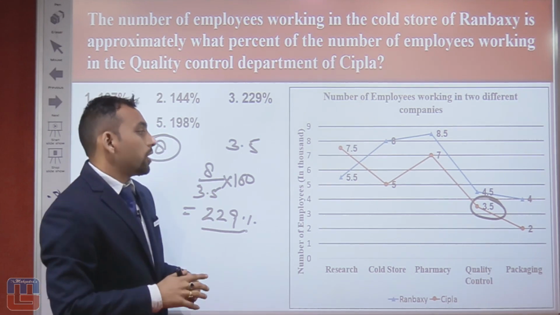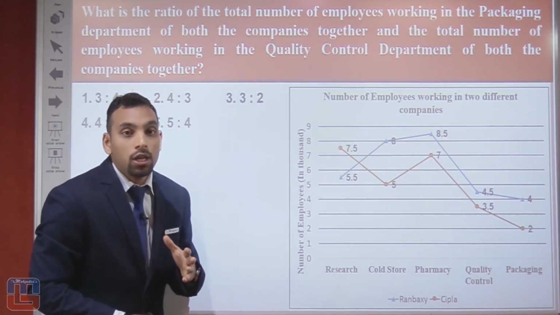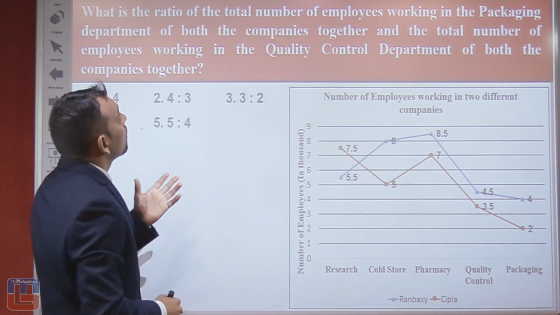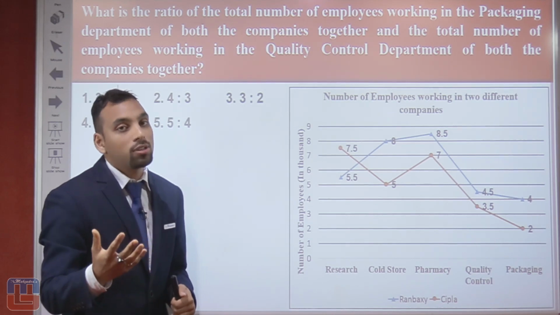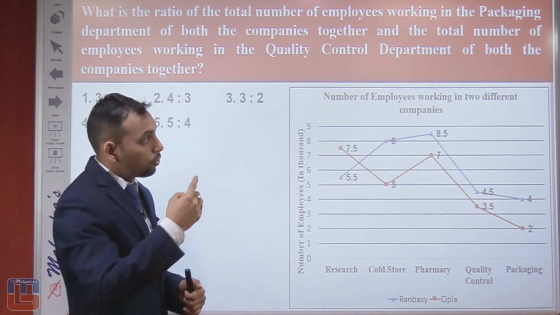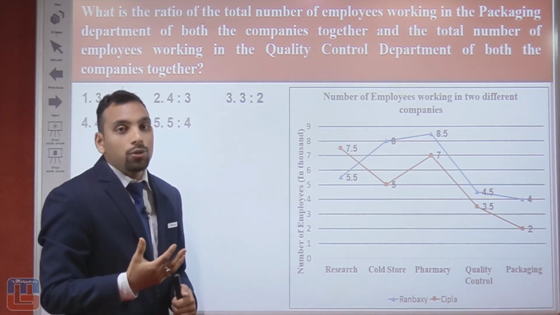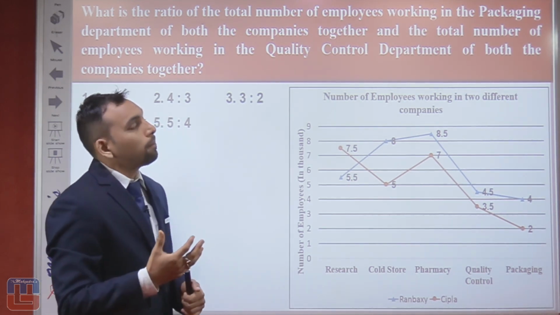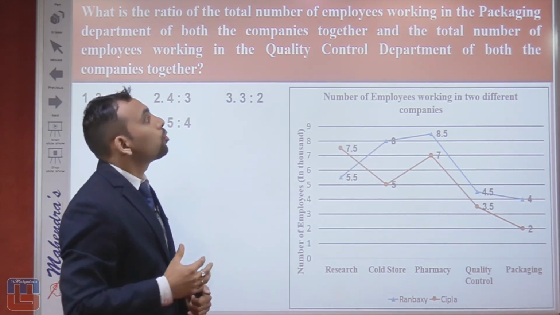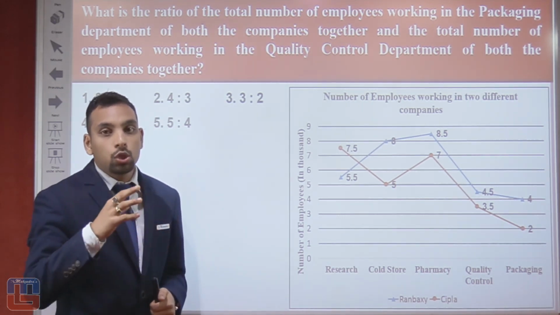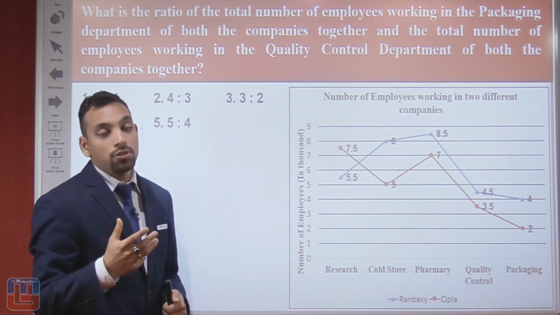Let us move to the next question and see what questions can be expected from this data. You can see the next question is from ratio, and as you all know, one question can be seen from ratio, one question from percentage. So the ratio part is here. Now see, what is the ratio of the total number of employees working in the packaging department of both the companies together and the total number of employees working in the quality control department of both the companies together?